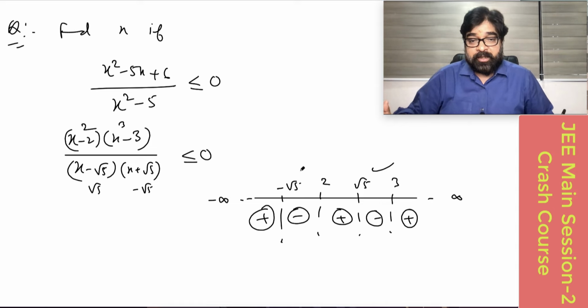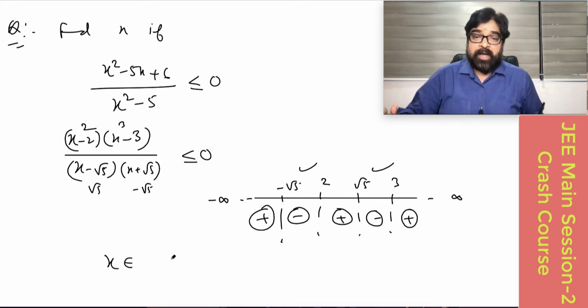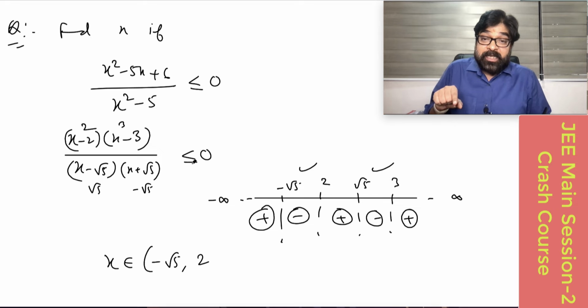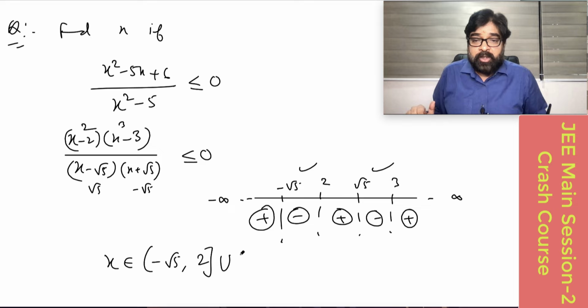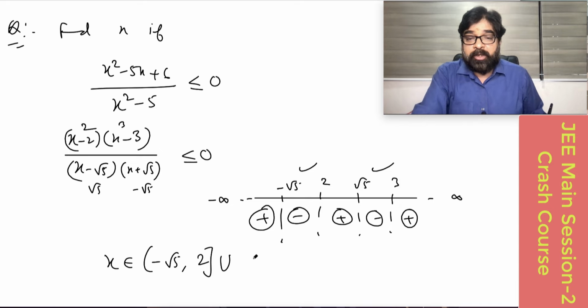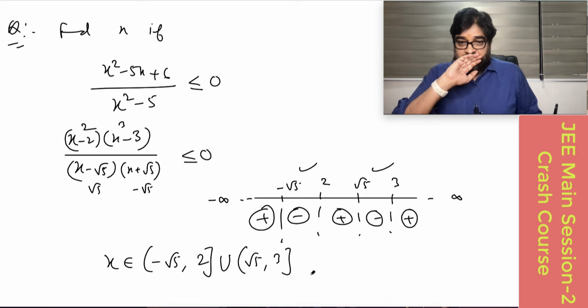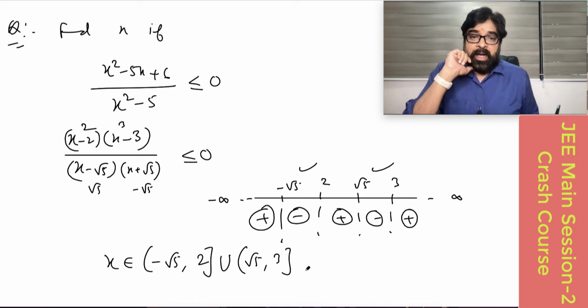So this is correct. So final answer: x belongs to minus root 5, denominator critical point, open, to 2. It will be open if it's only less than 0. But if it's equal to 0, then 2 will be included. At x equal to 2, if you put this quantity, it will become 0, and 0 I want. So close. Union root 5, I hope I am doing correct. Yes. Root 5 open, because it is a denominator critical point. 2, 3 close. I am sure it's clear.